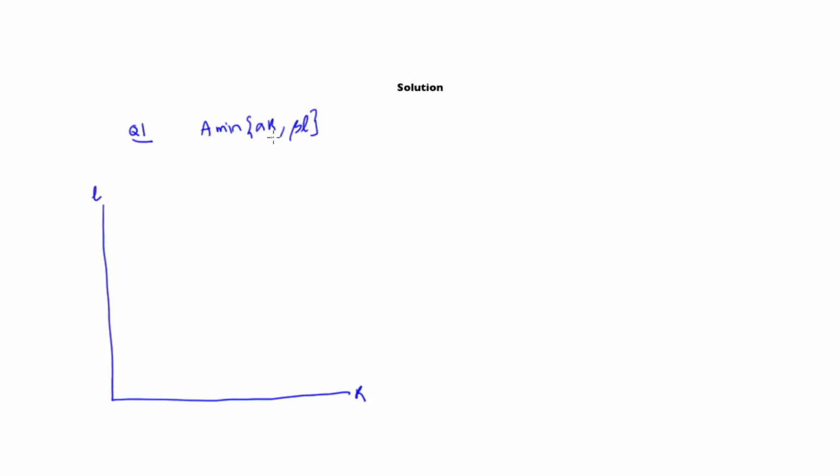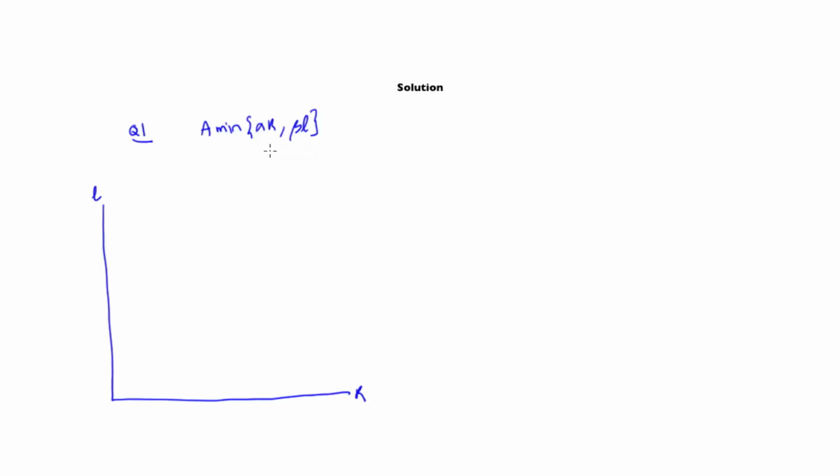Suppose that you have a level of K and L in which the two numbers are the same. So let's say that this is 1 and this is 1, for example. Once you're at that point, adding extra L doesn't increase the production, because the amount of output is determined by the minimum of the two numbers. So it's kind of wasteful input. The same is true if we're at 1, 1, and then we add extra K.